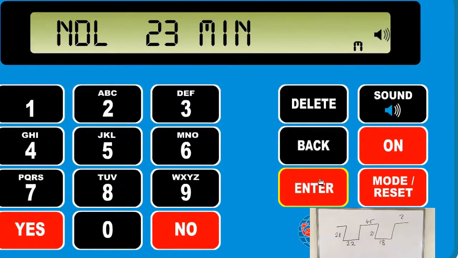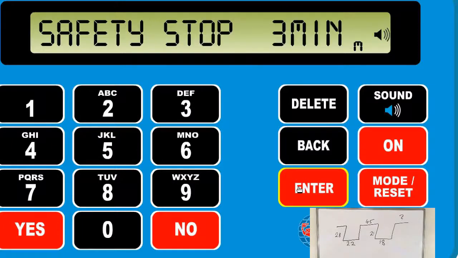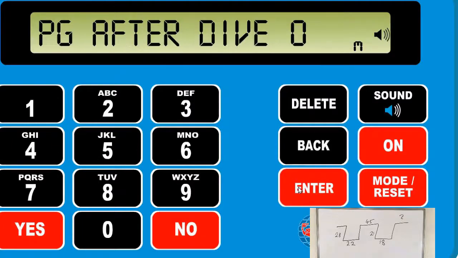It tells us very kindly that our no decompression limit is 23 minutes, but we're only going to go for 22. So we can press enter to accept it, press 22, press enter. It's now telling us that we need to do a safety stop at 3 meters. That's fine, so we accept that. It tells us our pressure group is O.